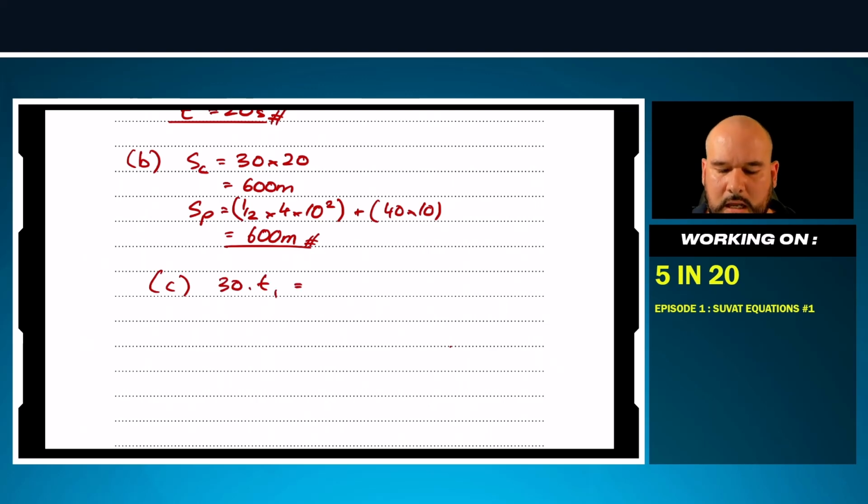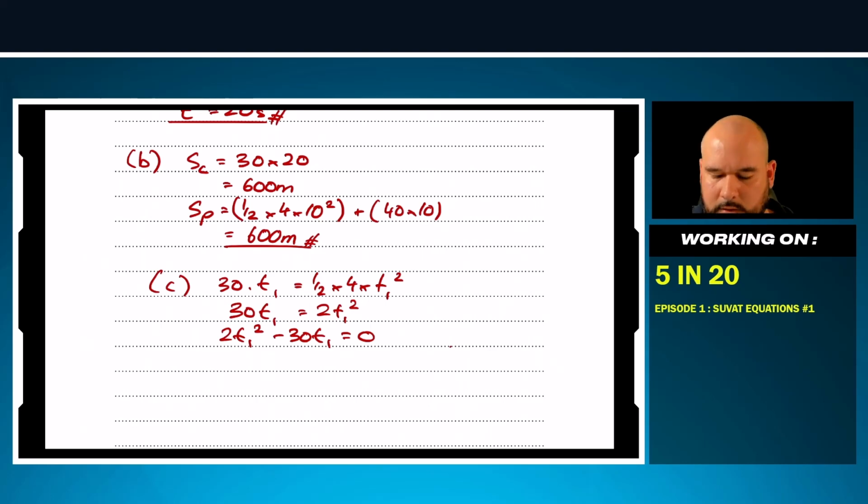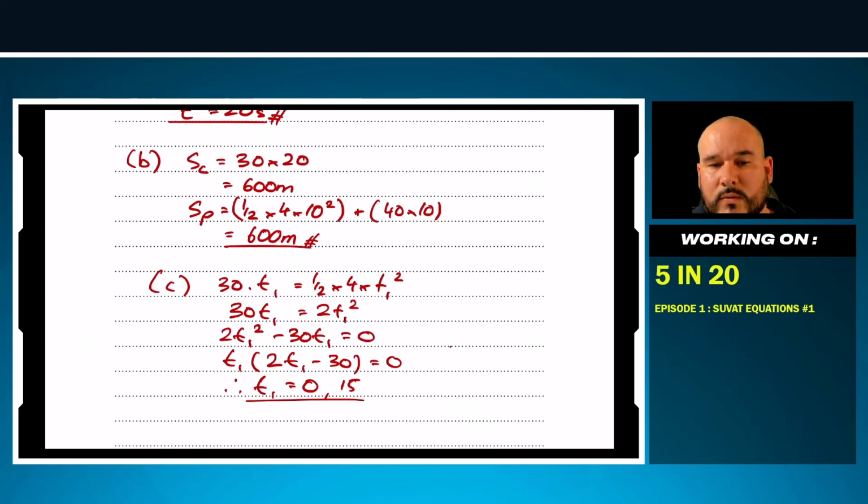Okay, so we're going to say here that 30t is equal to a half at squared. Those values of t are going to be the same. The police car doesn't go any constant velocity stuff, it just keeps accelerating. So 30t is going to be 2t squared. Awesome, 2t squared minus 30t is going to be equal to 0, because they have to be equal to each other. So t1 outside of 2t1 minus 30 is going to be equal to 0. t1 is therefore going to be equal to 0, or 2t1 minus 30 is going to be equal to 0, and therefore t1 is going to be equal to 15.